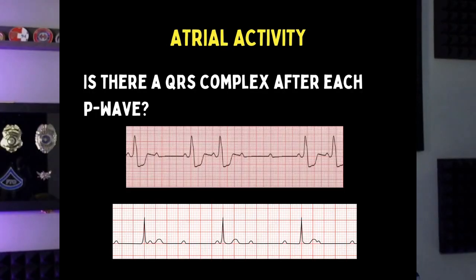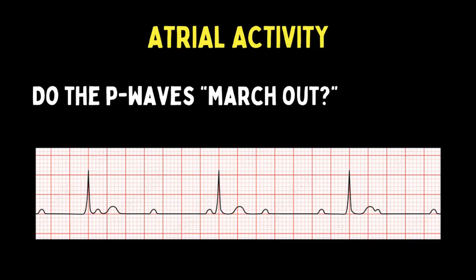Is there a QRS after each P wave? You don't want to see little P waves that aren't going to fire their QRS load. That makes us sad. That means that the P wave is being blocked. I'm serious. If you see a P wave without a following QRS, then that is a heart block. See my heart block video for more on that. Do the P waves march out? This has to do with regularity and, if there is a heart block present, determining what kind and what degree of heart block it is.